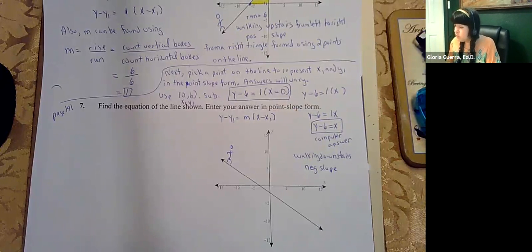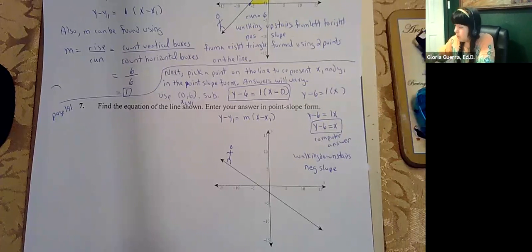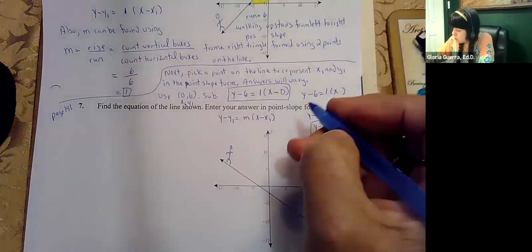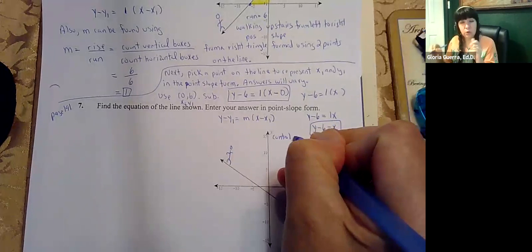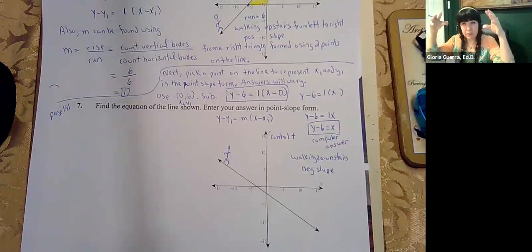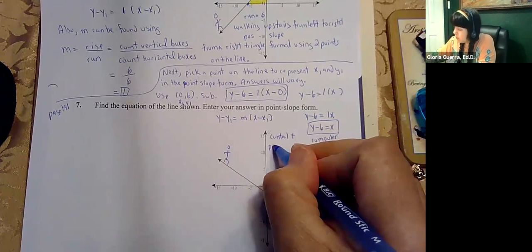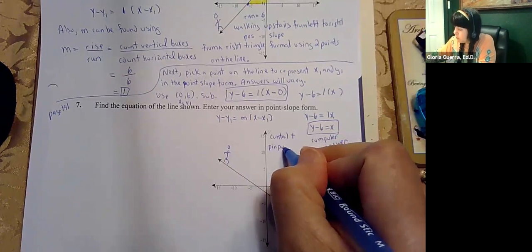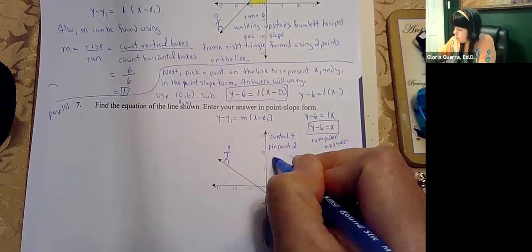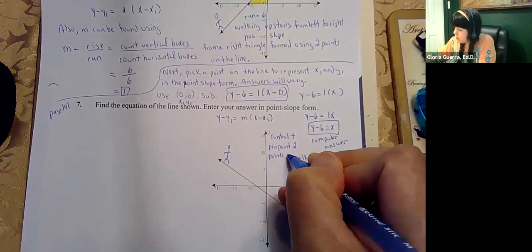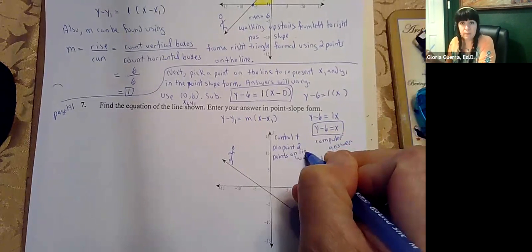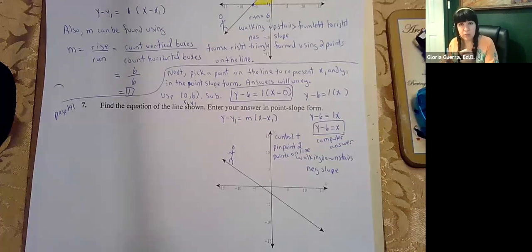So if we start with finding m, remember to make use of control plus. On your computer, press control plus to make the line big and enlarge the picture, so you can pinpoint 2 points on the line. You want to pinpoint 2 points on the line. So you want to enlarge it. Okay, so go ahead and do that.